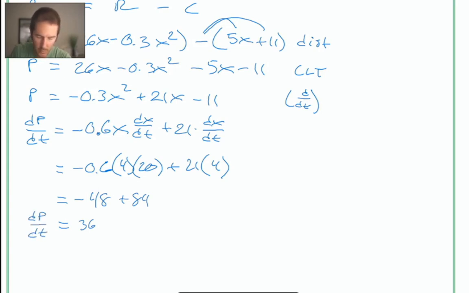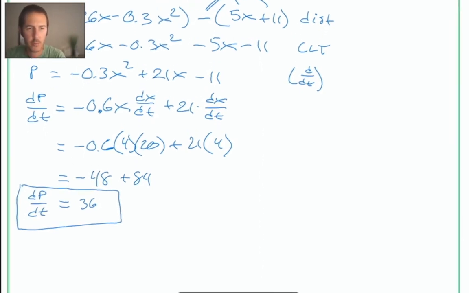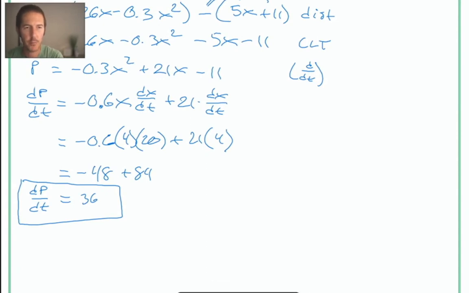And then let's take a moment to think about what this actually means. Remember that the d's are deltas, which represent change, so we've got change in p, which means change in profit, divided by change in time. So the rate of change at this particular moment in time says that the profit, P stands for profit, that our profit is increasing at $36 per unit of time.